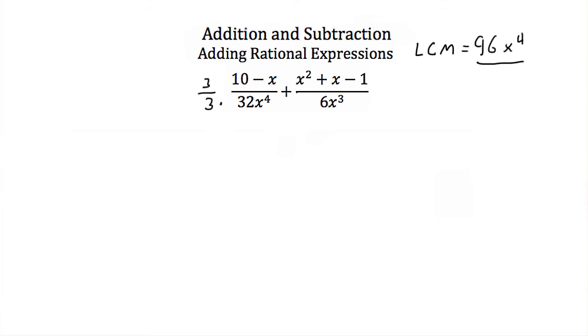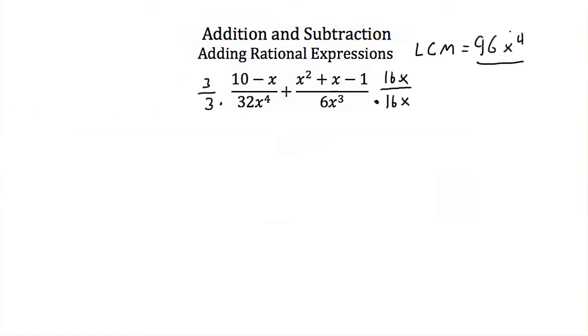Now, our other rational expression, x squared plus x minus 1 over 6x cubed, we need to figure out how we can turn 6x cubed into 96x to the fourth. Well, the only way we can turn 6x cubed into 96x to the fourth is to multiply it by 16x. And if we multiply this denominator by 16x, we have to multiply our numerator by 16x. So let's do all this multiplication.